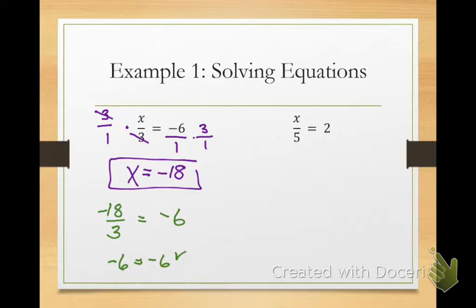All right, so multiply both sides by 5. You guys did great on this. Multiply by 5. X equals 10. Perfect. You can plug it back in and you can check.